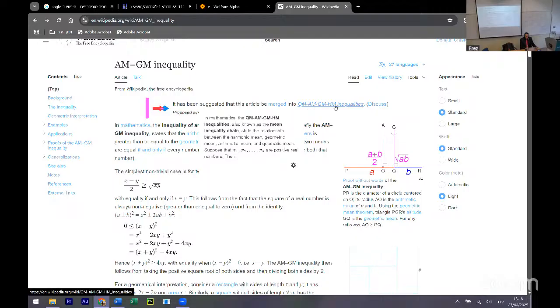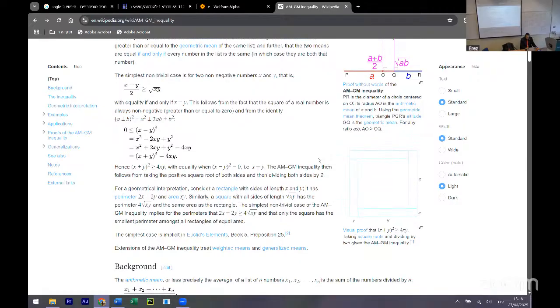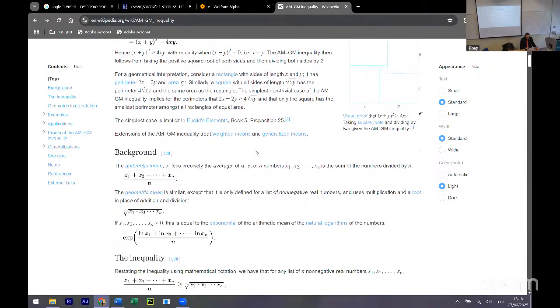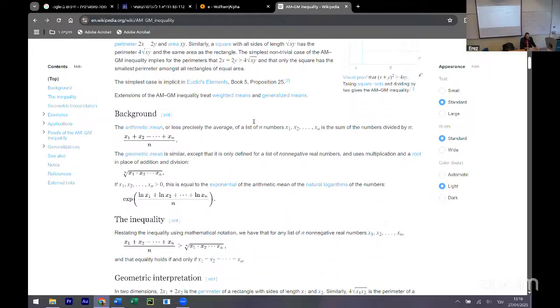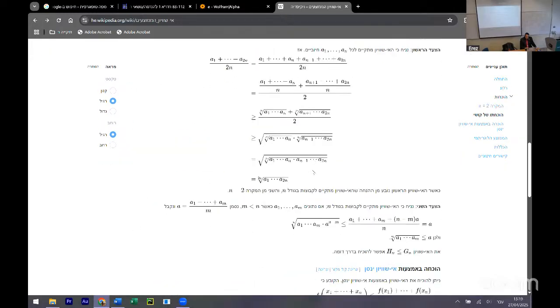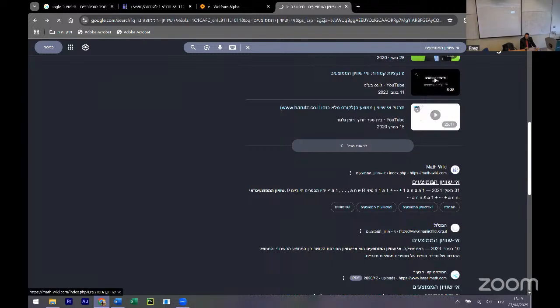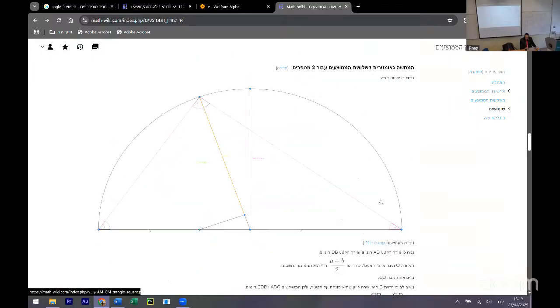The AM-GM inequality, yes. By the way, the simplest case is implicit in Euclid. Okay, so we'll speak about it later, but it is true. I did mention it. Oh, I went to Wikipedia instead of MathWiki. And here.